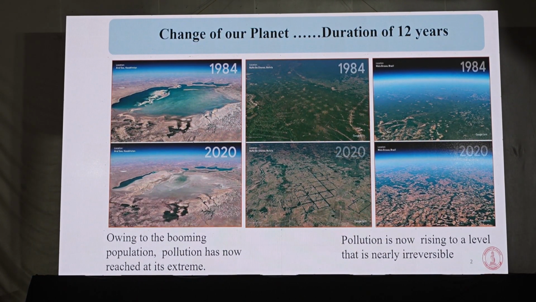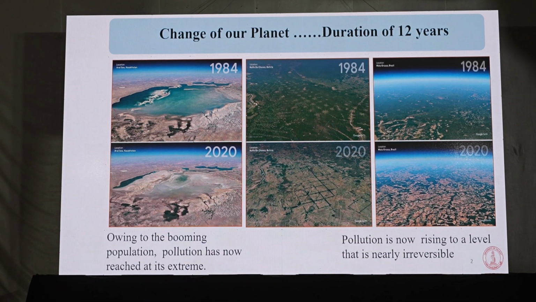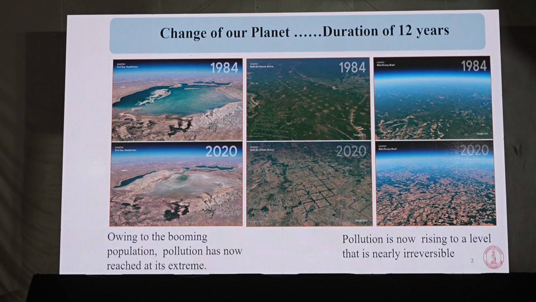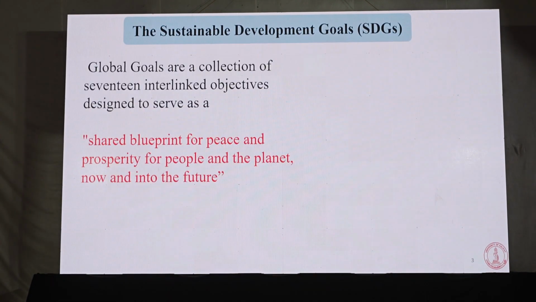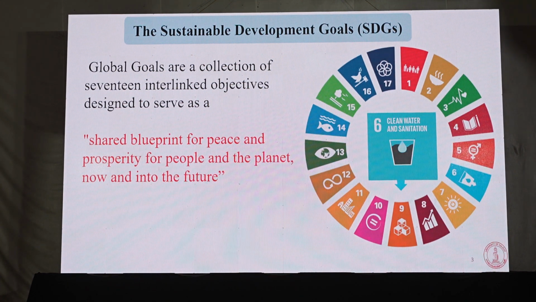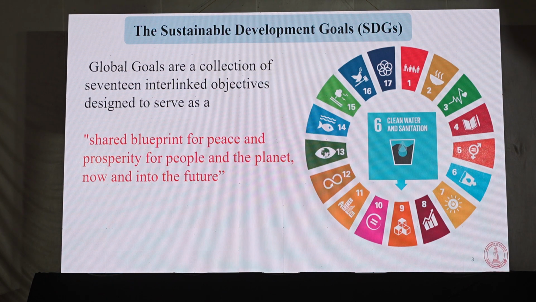And of course, this photograph reminds us that the Earth is not exclusively for our use. We have the responsibility to conserve it for future generations also. So the UN proposed sustainable development goals, a collection of 17 interlinked objectives designed to serve as a shared blueprint for peace and prosperity for people and the planet, now and into the future.